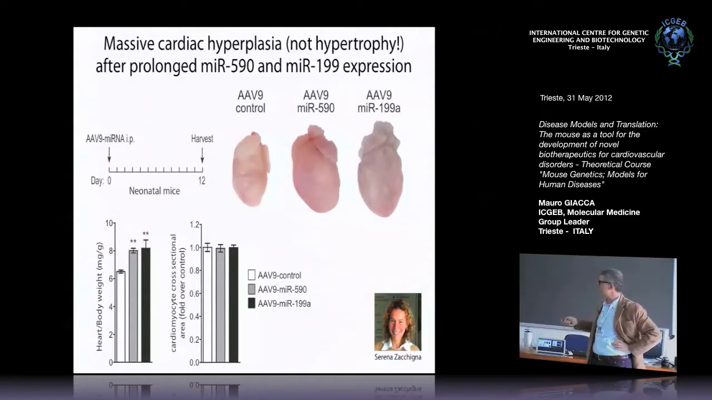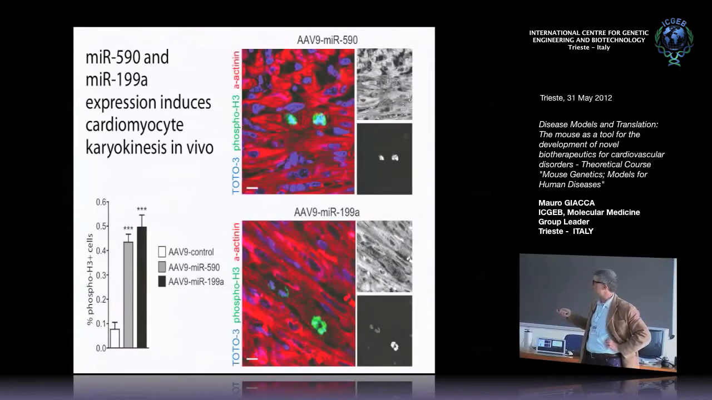And these hearts are bigger not because they are hypertrophic, but because they are hyperplastic. So the size of each cardiomyocyte is identical to the control, but the number of cardiomyocytes is very much increased. And even after 12 days, you see images like this one, an antibody against phosphohistone H3 that marks cells in G2M. You see that it marks nuclei of cells that are undergoing division.